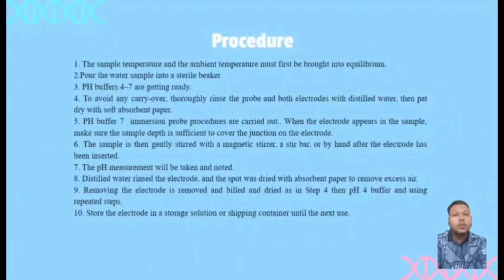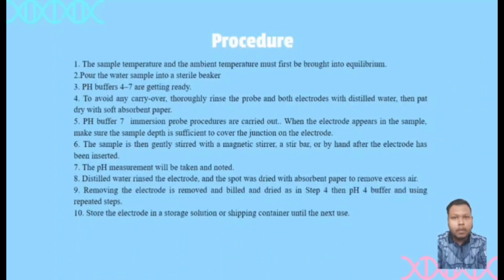Next, we go to acidic and alkaline pH. For the procedure, first the sample temperature and the ambient temperature must be brought into equilibrium. Second, pour the water sample into the beaker. Get pH buffers 4 and 7 ready. To avoid any carryover, thoroughly rinse the probe and electrode with distilled water, then pat dry with soft absorbent paper.